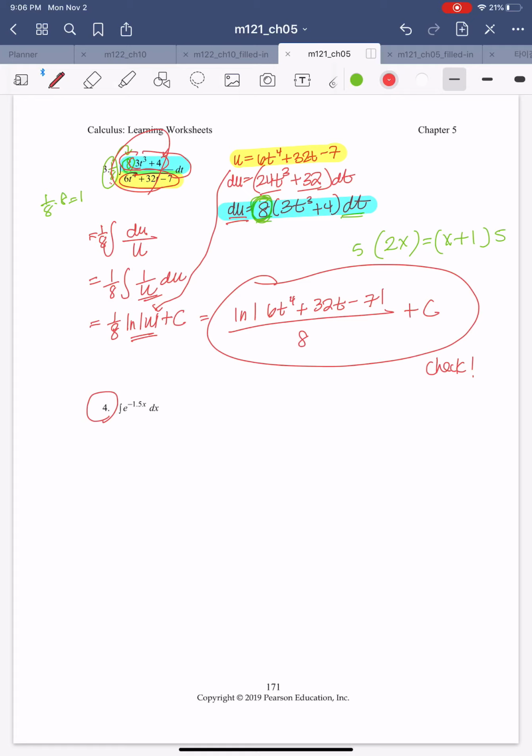I will also hint you by selecting the u for you. So you can try. A nice u that will work is negative 1.5x, because I do kind of see that e to the u.